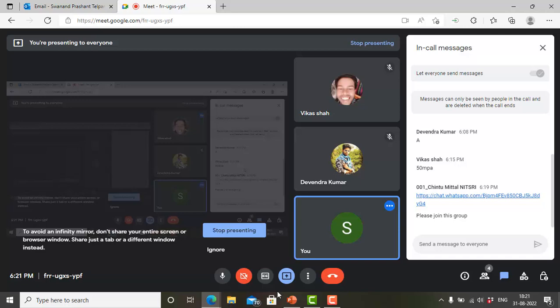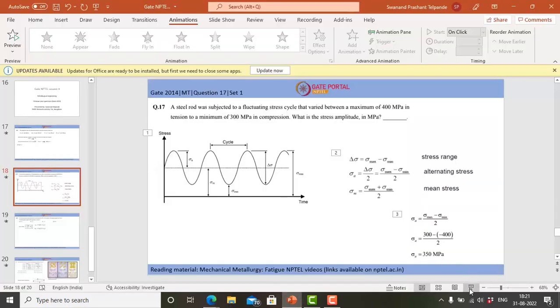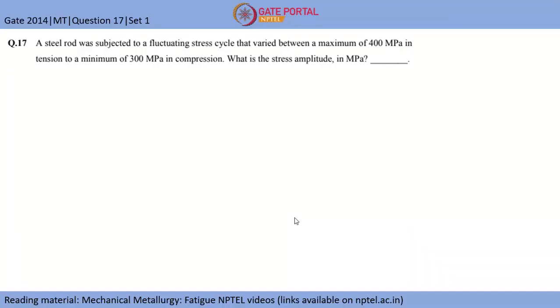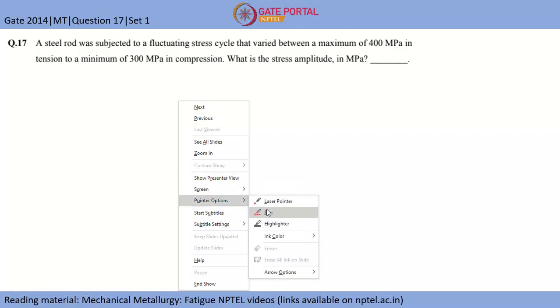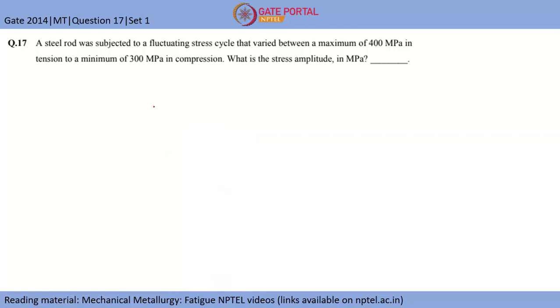Yes, sure. So for example, let's say a tension-compression cycle. If you look at this cycle, this is the tension side and this is the compression side. Let's assume that the maximum peak is 100 MPa here and the minimum is minus 100 in the compression side also.